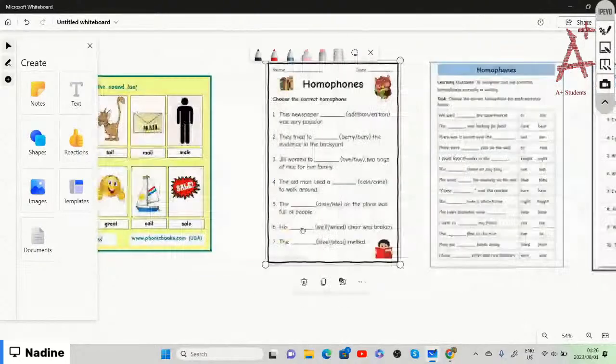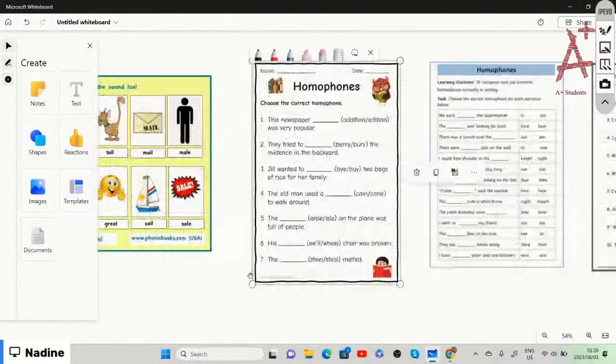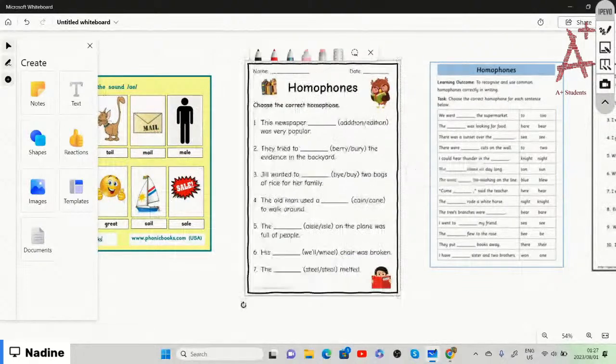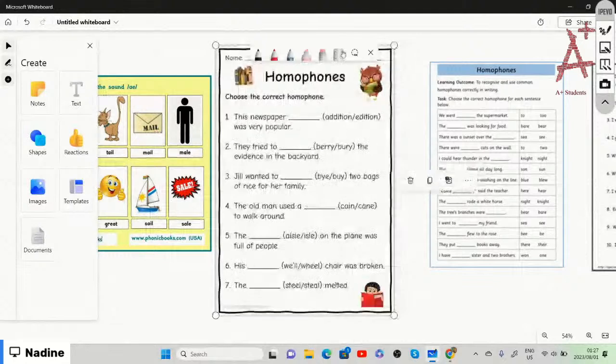All right. So now if we look at these words, which are homophones on this page that you see in front of you, right? All right, make it a bit bigger. We need to choose the correct homophone in brackets. The newspaper, is it addition or is it edition, was very popular. We need to choose one of these words which matches the sentence.